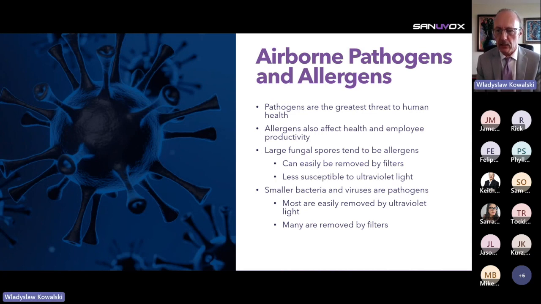Airborne pathogens and allergens. Pathogens are the greatest threat to human health, but allergens also affect health and employee productivity. Large fungal spores tend to be allergens, but these are easily removed by filters. And this is why filters are often so effective against allergies. Fungal spores are less susceptible to ultraviolet light. However, the pathogens, bacteria, and viruses are fairly easily removed by ultraviolet light, and many are also removed by filters.